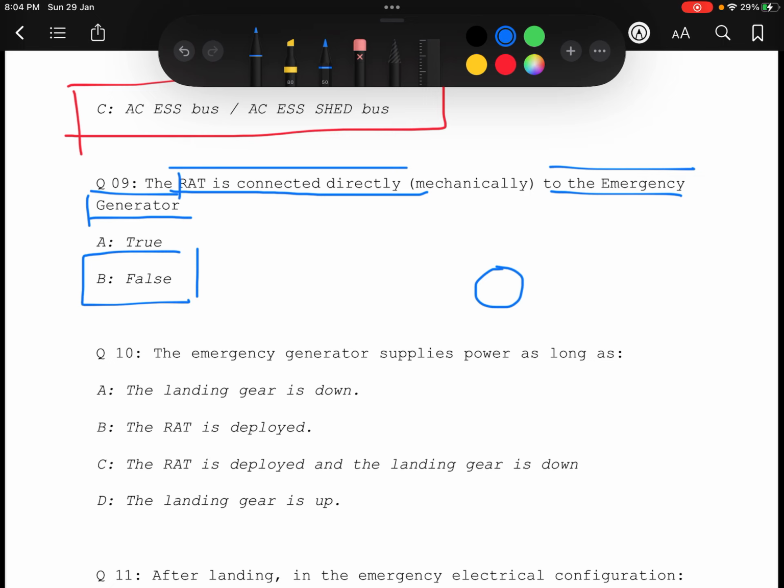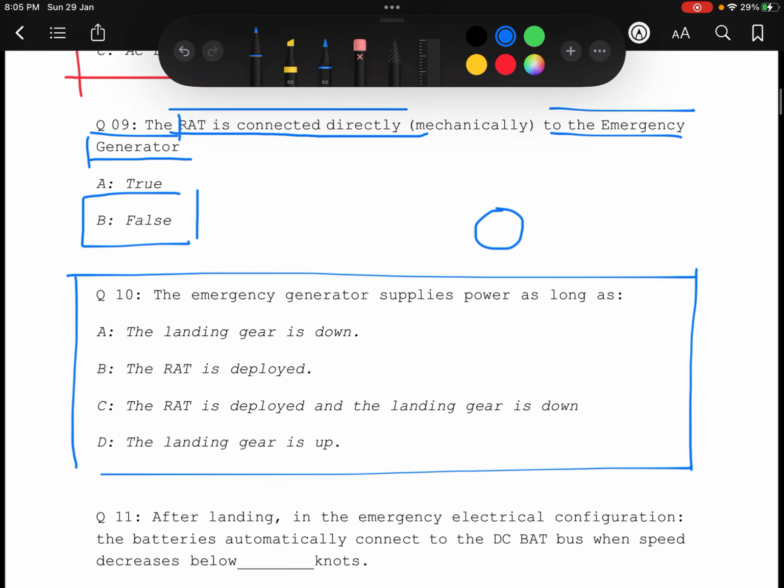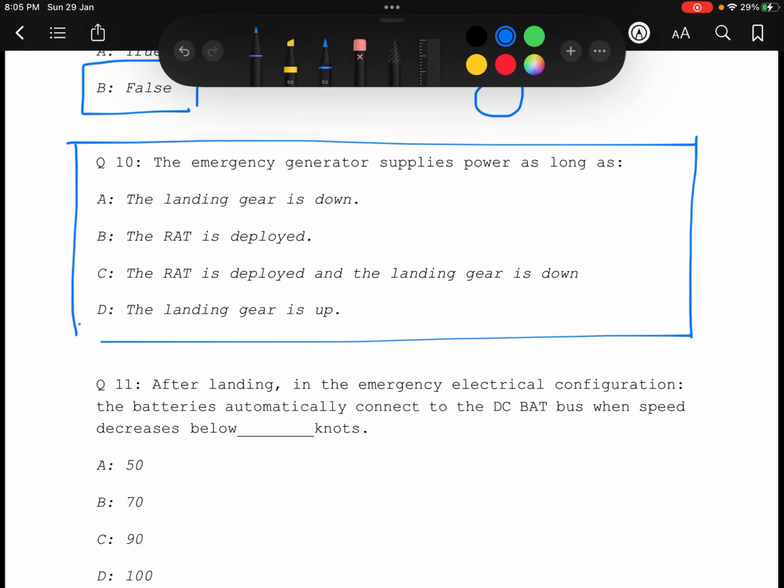Question number 10. The emergency generator supplies power as long as the landing gear is down, landing gear is up, or whatever. I was not able to find any explanation in the FCOM. I personally couldn't find it. If you can, please let me know in the comments. I will be looking forward to this answer. I'm just skipping it for now.